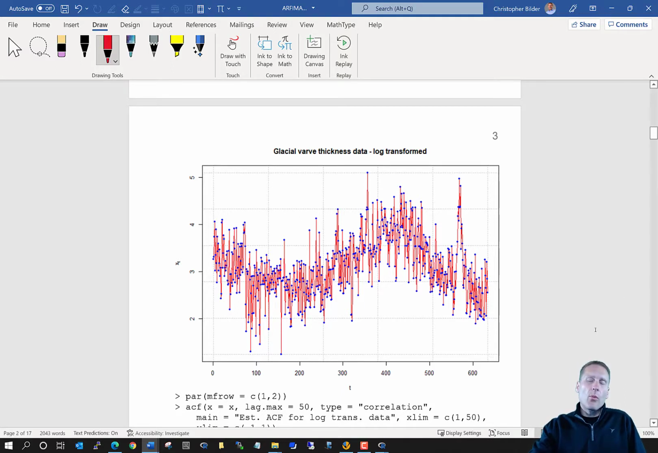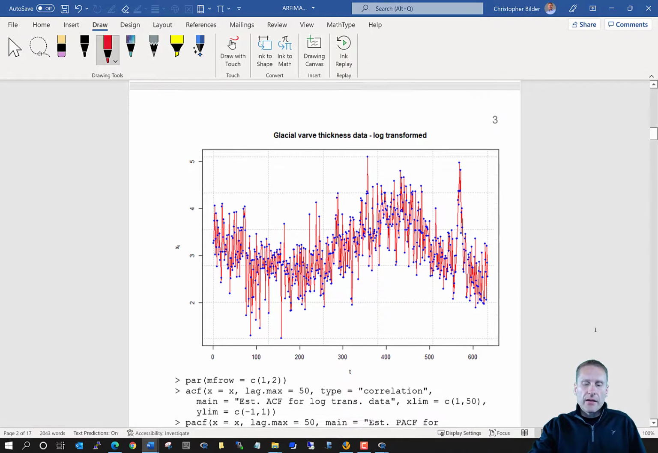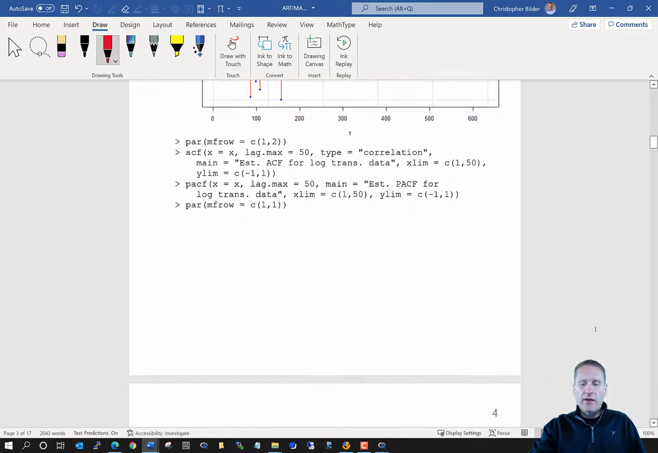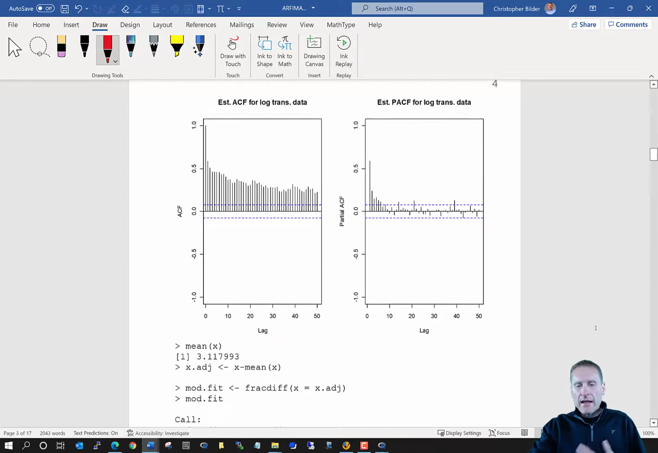Okay, so with this log-transformed data, let's go ahead and do an ACF and PACF plot for it. And this is what we get here. Notice that we have this long memory in terms of these autocorrelations. This is out to lag 50. We have these moderate-sized autocorrelations that seem to persist for a long period of time. This is a characteristic of long memory data that needs an ARFIMA model.